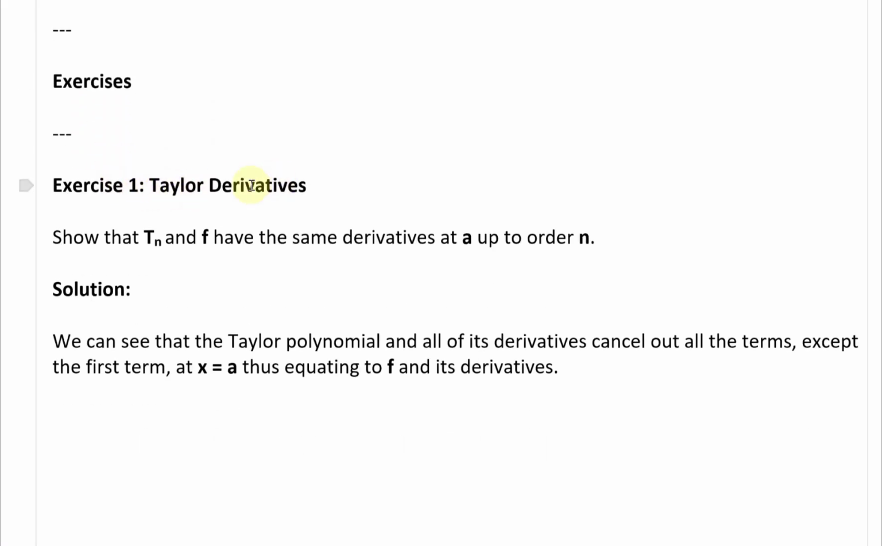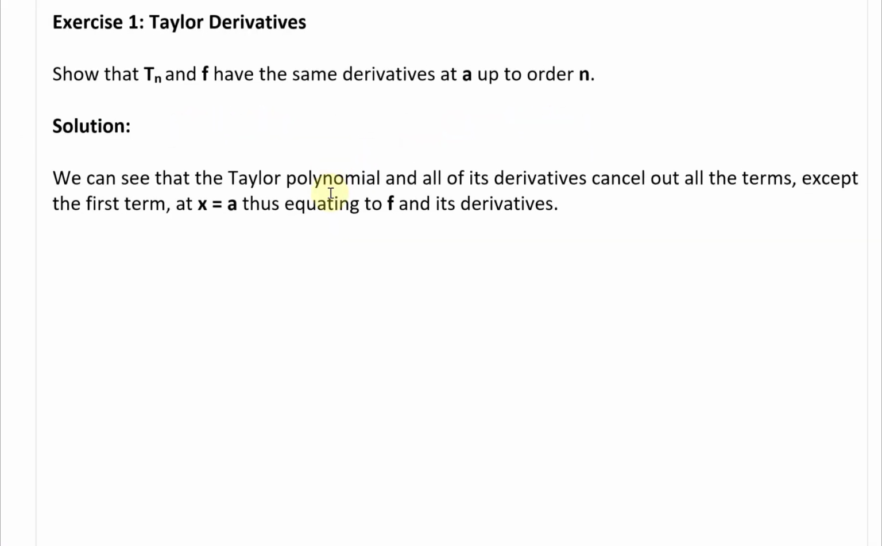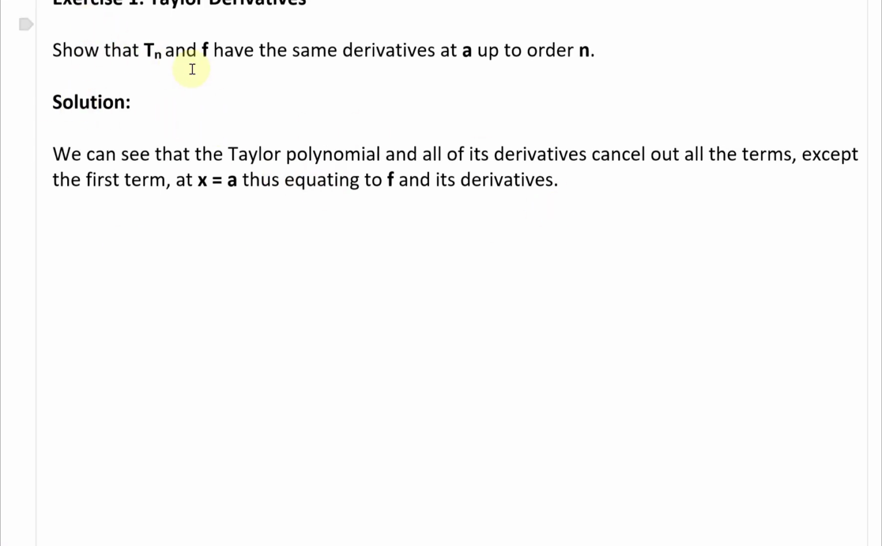Taylor derivatives: show that Tn and f have the same derivatives at a up to order n. In other words, for all derivatives, it's always going to be the same when you take the derivative of the Taylor approximation and the function f. We can see that the Taylor polynomial and all of its derivatives cancel out all the terms except the first term at x equals a, thus equating to f and its derivatives. What I mean by that is, let's take a look at this.